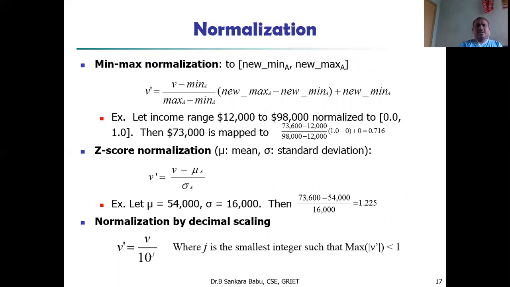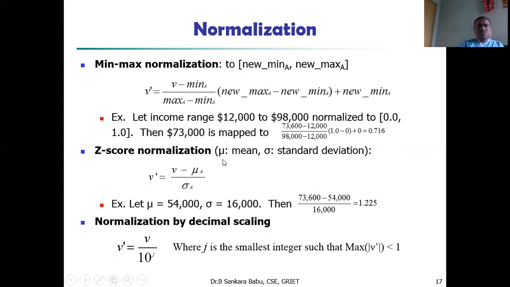Min-max normalization uses the min value and the max value. The formula we apply is v' equals (v minus min) divided by (max minus min), times (new max minus new min), plus new min. Let the income range be $12,000 to $98,000, normalized to 0.0 to 1.0. Then $73,000 is mapped, by substituting in this formula, to 0.716.